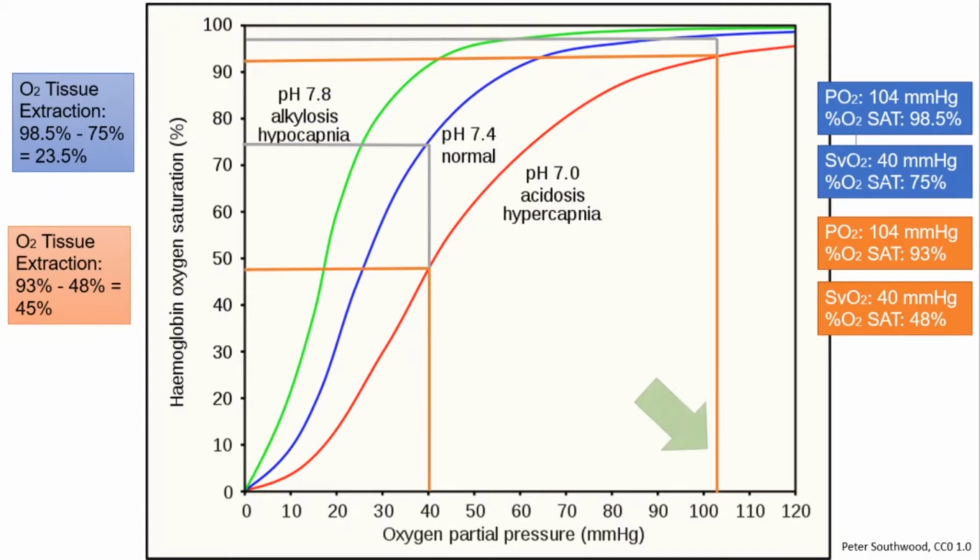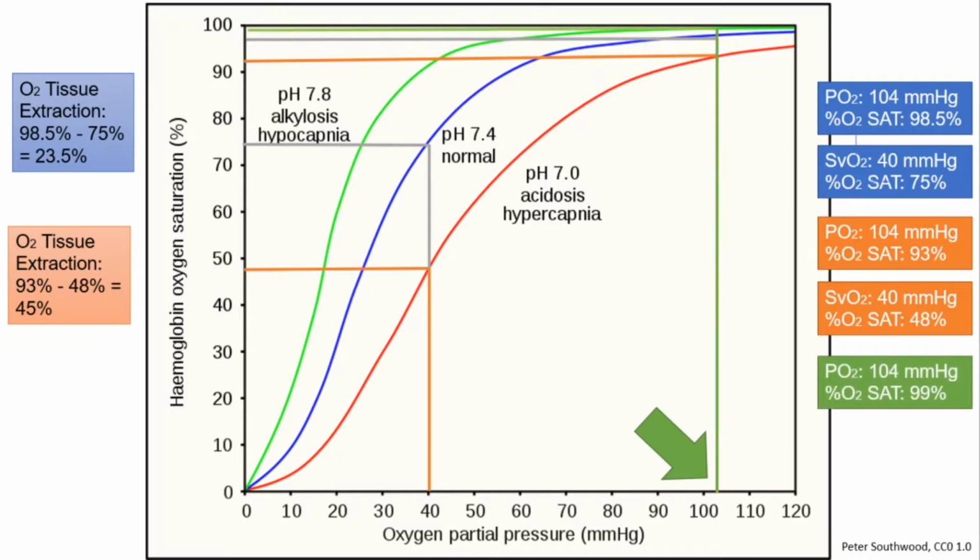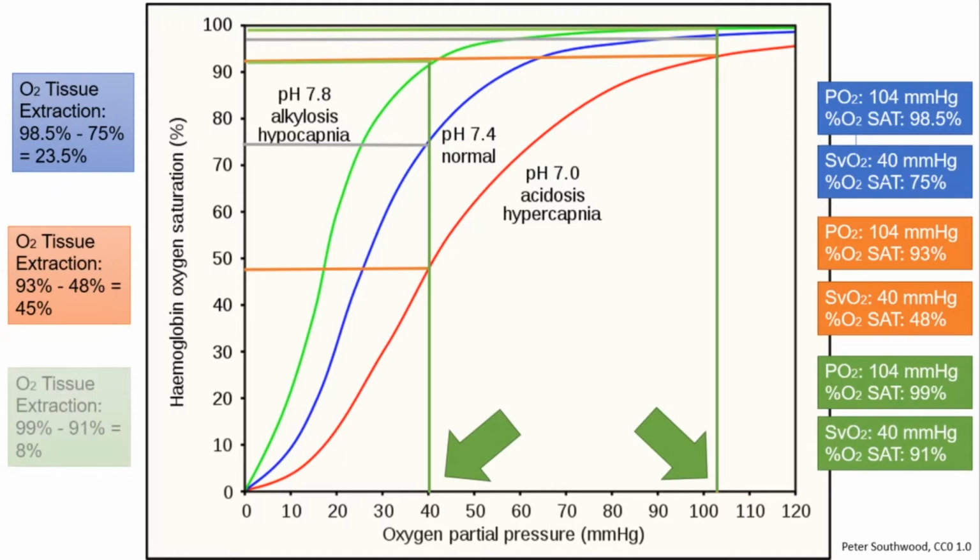For the blood vessels coming out of the lungs, we'll have 104 mm of mercury, but this time it is corresponding to 99% of oxygen saturation. On the other hand, for the venous state, 40 mm of mercury will correspond to almost 91% of oxygen saturation. So if we want to have the oxygen tissue extraction, we'll subtract the two values, 99 minus 91%, and that will equal 8%. So what does that all mean for the right shift and the left shift?